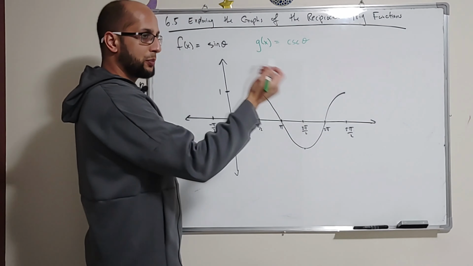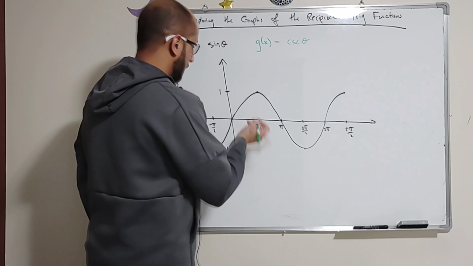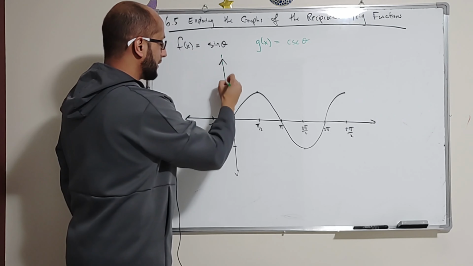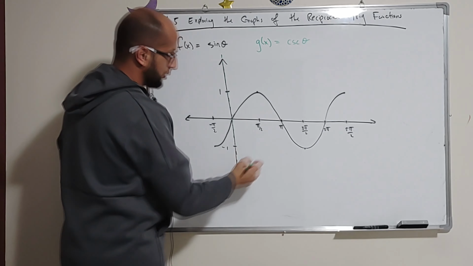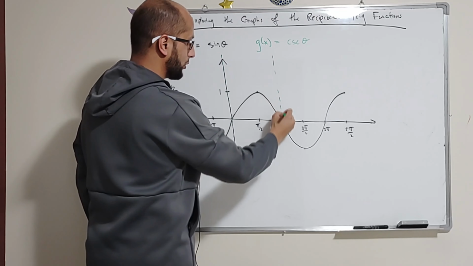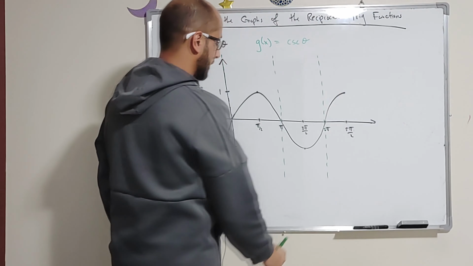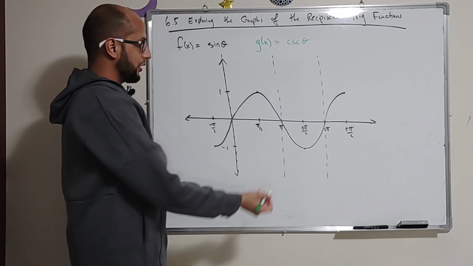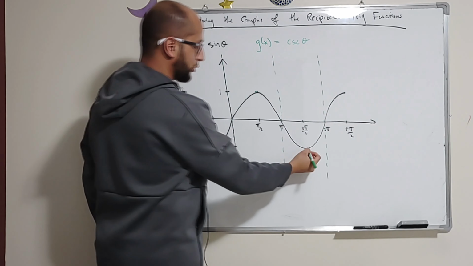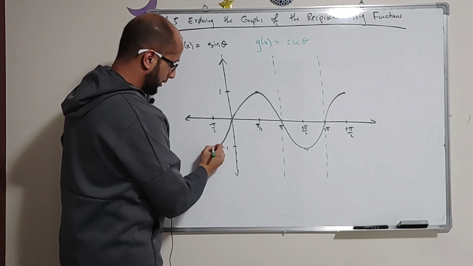So let's put all those into practice here. The first step is at my x-axis, I will have vertical asymptotes. And so every x-intercept gets a vertical asymptote. Then I'm going to identify where y is equal to 1 and -1.